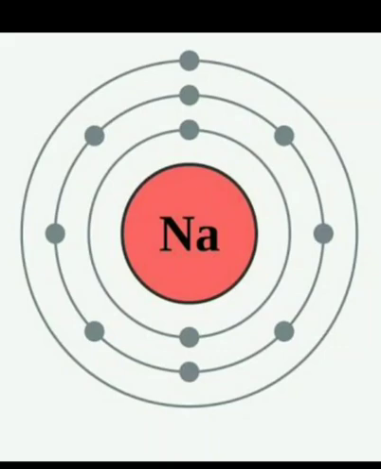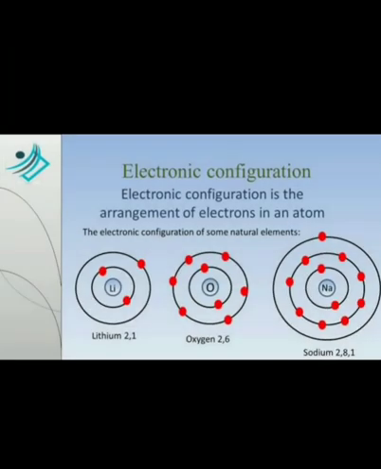As we know, K cell has the capacity 2, so it completes 2. L cell has 8, that means 8 electrons are there. After that, how much is left? 1. So M cell has 1. So the electronic configuration of sodium is 2, 8, 1. Then see the electronic configuration of other elements. Lithium has atomic number 3, so K cell has 2 and L cell 1. The electronic configuration is 2, 1.